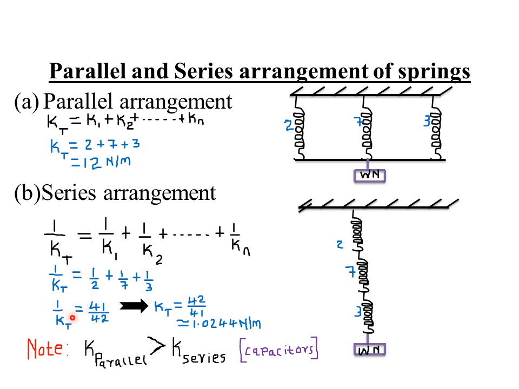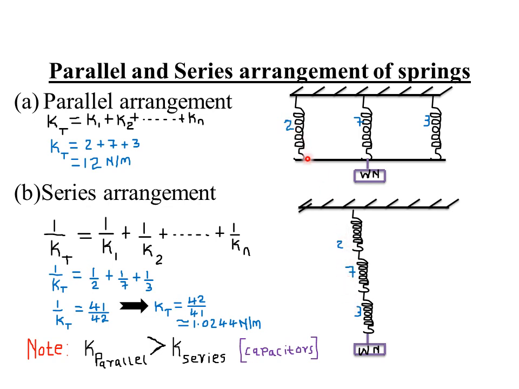So if you want to find the value of kt, which is the total spring constant, we'll either take the reciprocal or you simply cross multiply. If I take the reciprocal on both sides of this equation, kt over 1 will be equal to 42 over 41. But kt over 1 is just kt. So kt, representing the total spring constant, is equal to 42 over 41. So you divide this, you will approximately find 1.0244 Newton per meter.